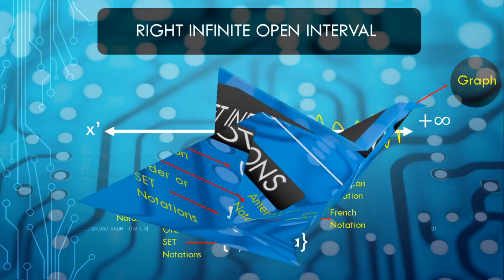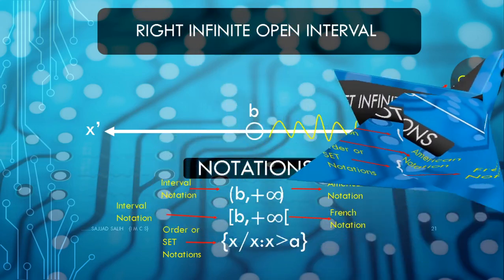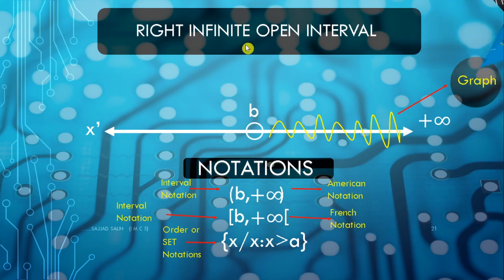Infinite intervals: left infinite and right infinite. Here's the right infinite open interval. In the graph, the point B is not involved, but everything from B up to infinity is involved. Interval notations.